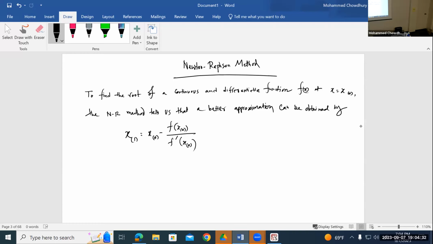Understand? Newton-Raphson. So now again, why should I believe that? Do you understand? Why should I believe that x1 equals x0 minus f(x0) divided by f prime of x0?